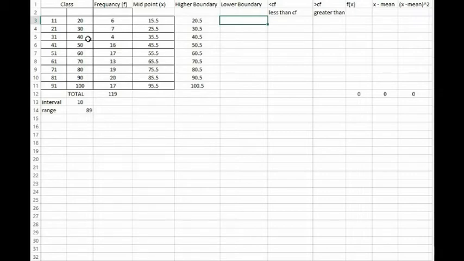So, for the lower boundary naman, yung lowest class minus 0.5 lang siya. So, you have 10.5, 20.5, 30.5, hanggang sa makababa tayo. 40.5, 50.5, 60.5, 70.5.